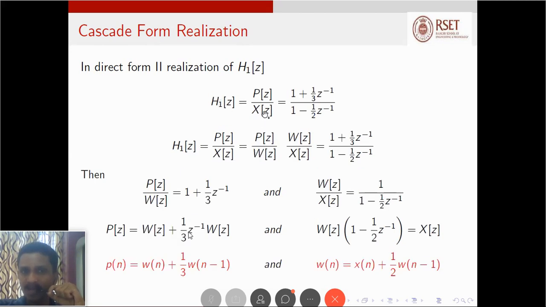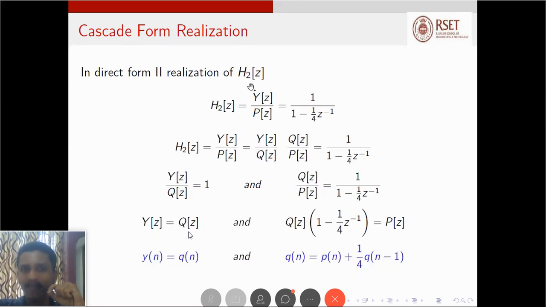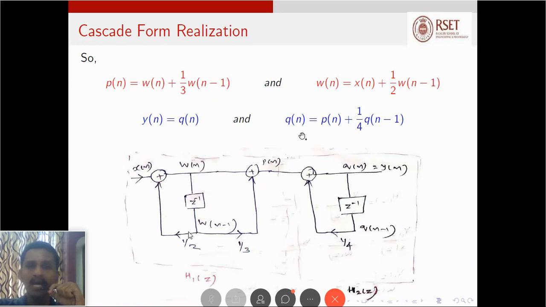The two different equations for h1 of Z are p of n is equal to w of n plus 1 by 3 w of n minus 1 and w of n is equal to x of n plus 1 by 2 w of n minus 1. The direct form 2 realization of h2 of Z: y of n is equal to q of n and q of n is equal to p of n plus 1 by 4 q of n minus 1. So the four different equations are p of n is equal to w of n plus 1 by 3 w of n minus 1. This is the equation for h1 of Z.